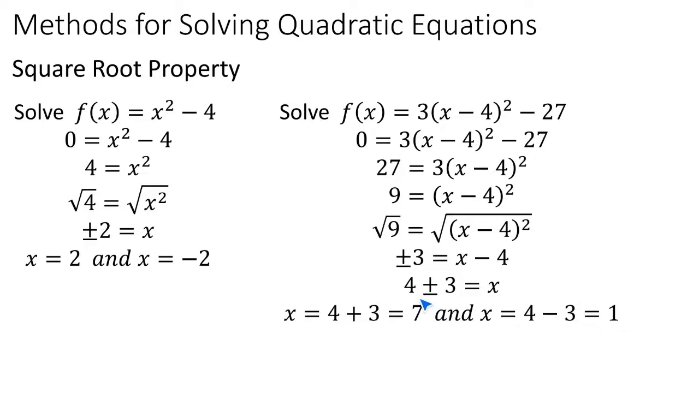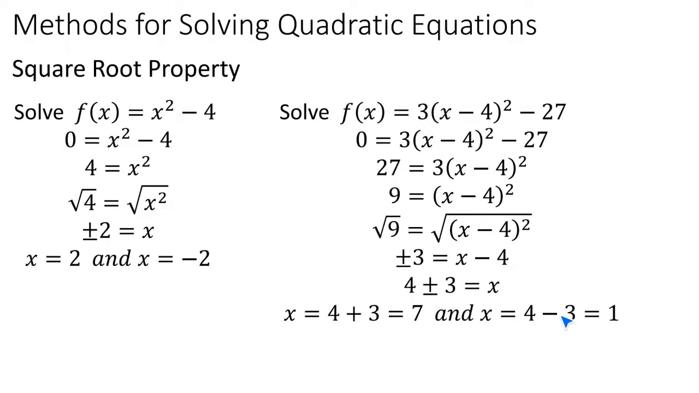So now we're going to add 4 on both sides. So we end up with 4 plus or minus 3 is equal to x. So how do we read this here? It's going to give us two solutions. So one solution is x equals 4 plus 3 is equal to 7. And the second one is 4 minus 3 is equal to 1. So these are our two solutions.